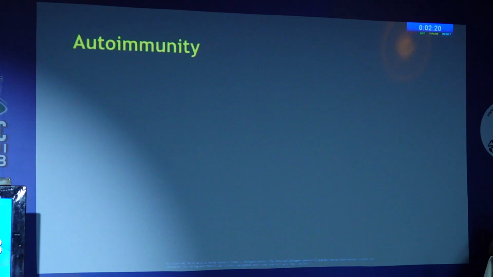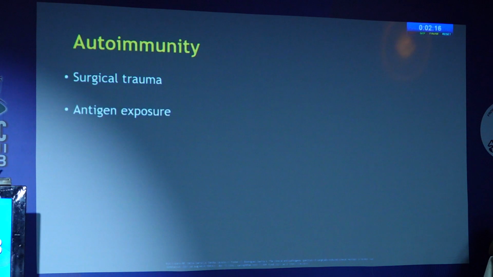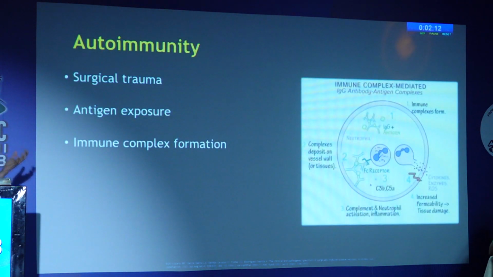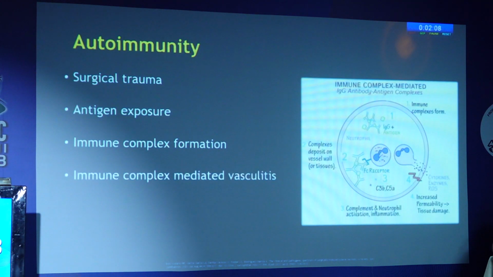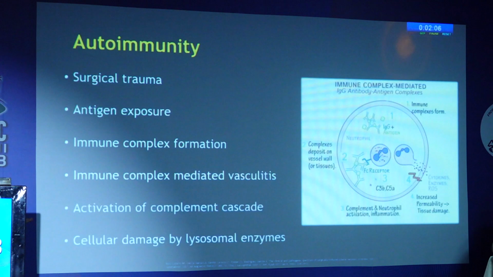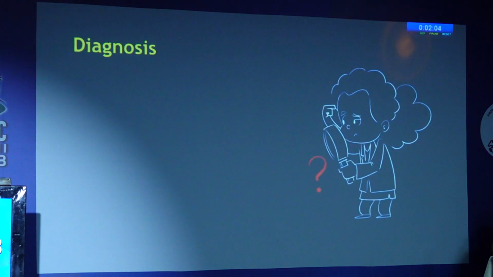So in these patients, any surgical trauma will cause the antigens to get exposed and altered, and there is immune complex formation. And there is deposition of these immune complexes at the episcleral vessels in your surgical site, leading to scleral inflammation, destruction, and melting. So how do you diagnose this condition?